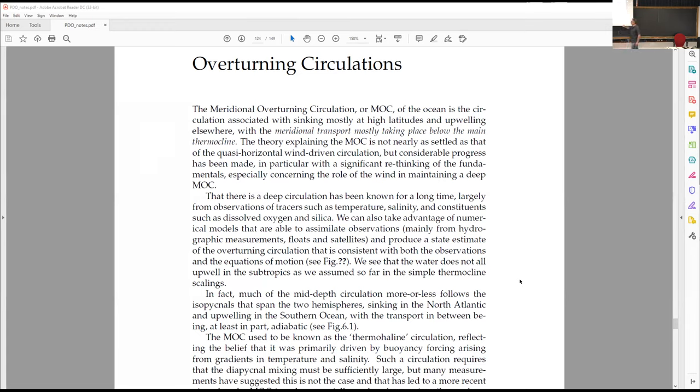So the MOC used to be called thermohaline circulation. Okay, so it used to be called a circulation driven by differences in temperature and salinity. So you become dense because you change your temperature and you sink to the bottom, and then you start this sort of circulation. But nowadays it's not called thermohaline circulation anymore, because we know that it's not only driven by buoyancy forcing, changes in temperature and salinity at the surface through buoyancy flux in the atmosphere.